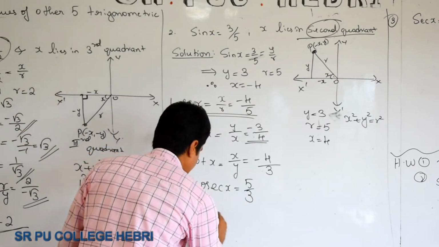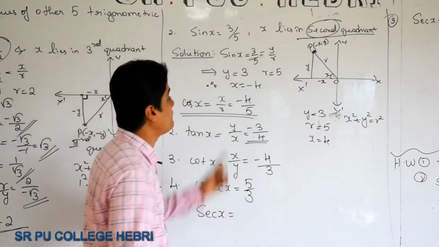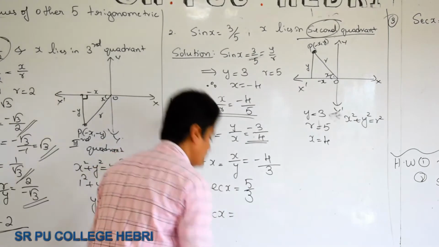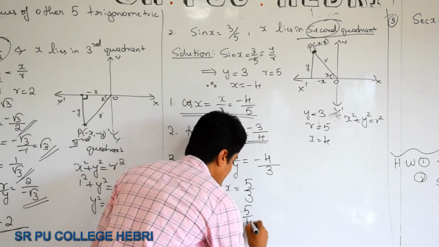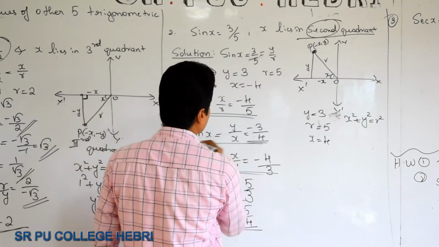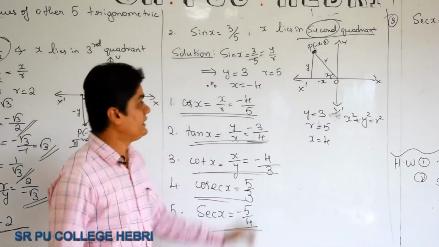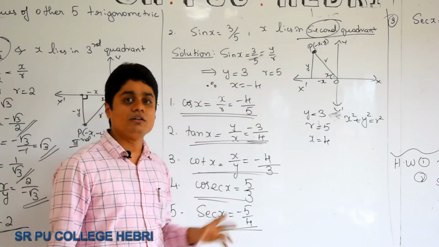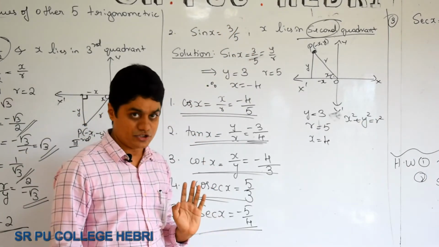Next, secant x. It is also the reciprocal of cos x. Again, no need to use a definition. What is the reciprocal of minus 4 by 5? Minus 5 by 4. So with this we completed all the 5 trigonometric ratios. When one trigonometric ratio is given, easily we can write all the remaining 5 trigonometric ratios.